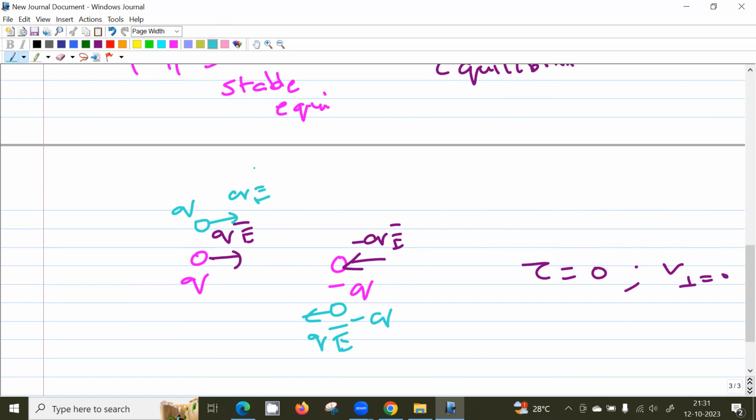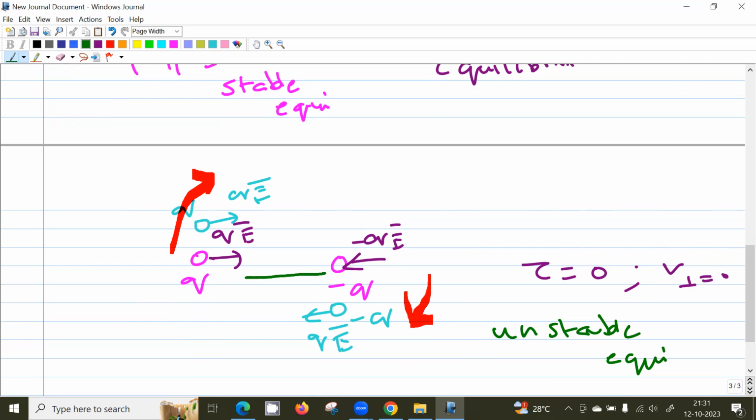If you think carefully, you can see that this force will produce a torque in this direction, clockwise, and this force will also produce a torque in this clockwise direction. So we'll be taken away from the equilibrium position. So this is an unstable equilibrium.